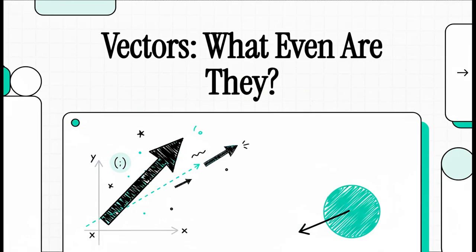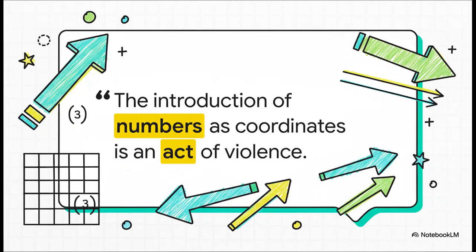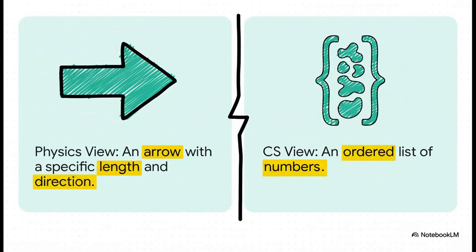How do video games build such realistic worlds? It all comes down to one powerful idea, the vector. Whoa, that's a bold statement. It kind of suggests that jumping straight to numbers misses something really important. So what is a vector really?